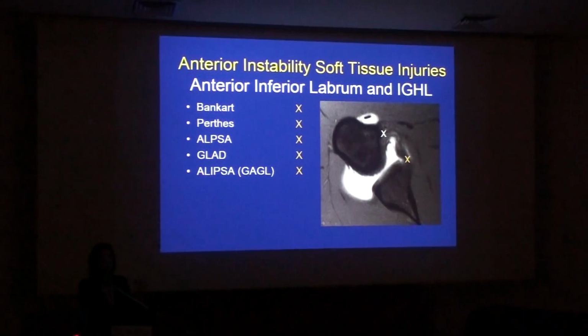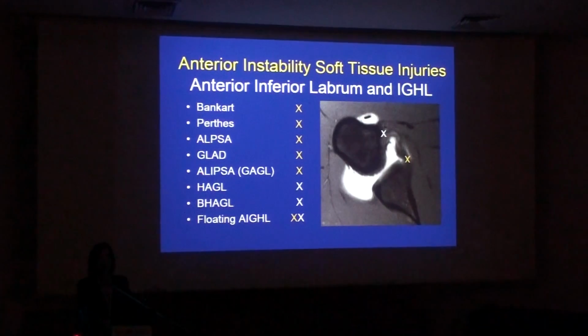Now we're going over to the humeral side, the anterior neck of the humerus, and there you can get the HAGL lesion, where you get an avulsion of the anterior band of the inferior glenohumeral ligament from the humeral side. You can get a bony avulsion, which is a BHAGL lesion. You can also get the FLAGL, or floating AGL, where it's torn at both sides.